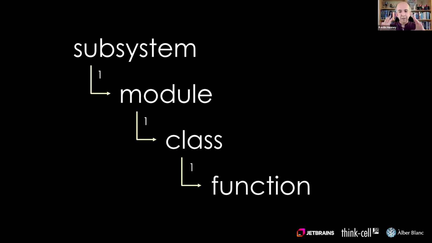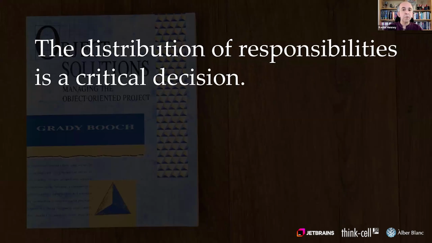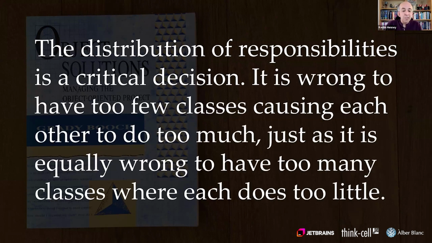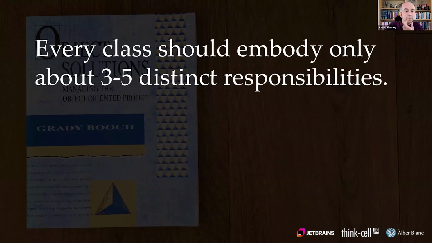The skill in design is trying to find that balance. In fact, Grady Booch highlights this. The distribution of responsibilities is a critical decision. It is wrong to have too few classes causing each other to do too much. In other words, that's where you have a clumping, your blob classes, where it's all in one place and it's too much to think of. Just as it's equally wrong to have too many classes where each does too little. In other words, if you've got a class that has only a single responsibility that leads to a single method, that's too little. In fact, every class should embody only about 3 to 5 distinct responsibilities.